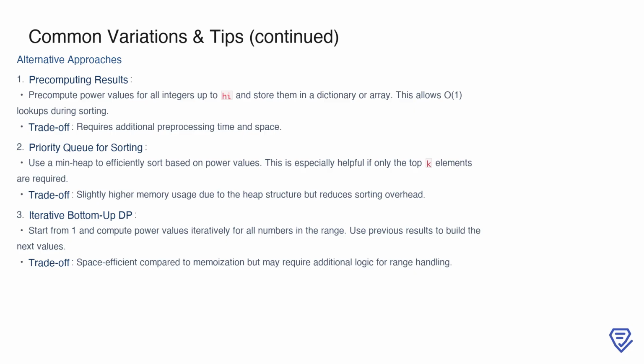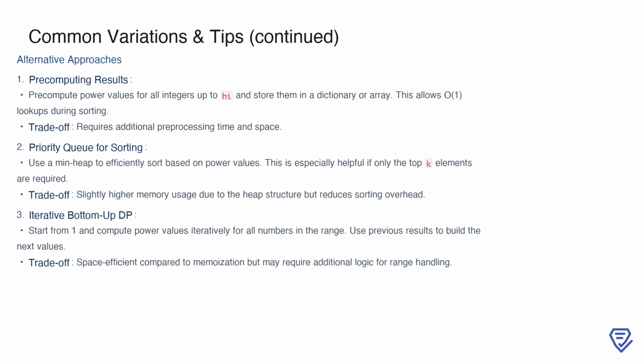One approach is pre-computing results. By calculating power values for all integers up to high in advance and storing them in a dictionary or array, you can achieve constant-time lookups during sorting. However, this comes with a trade-off, as additional pre-processing time and space are required.